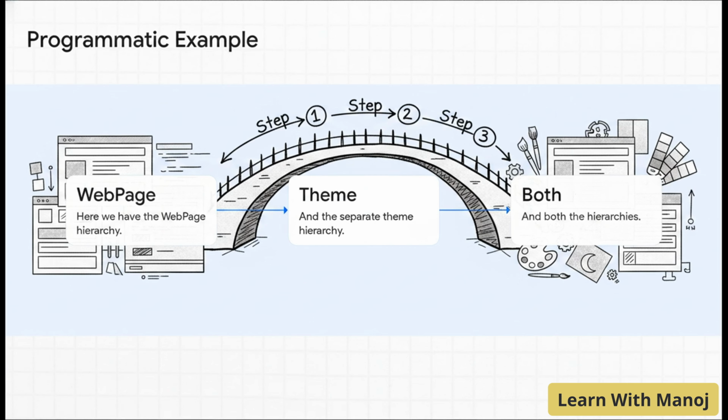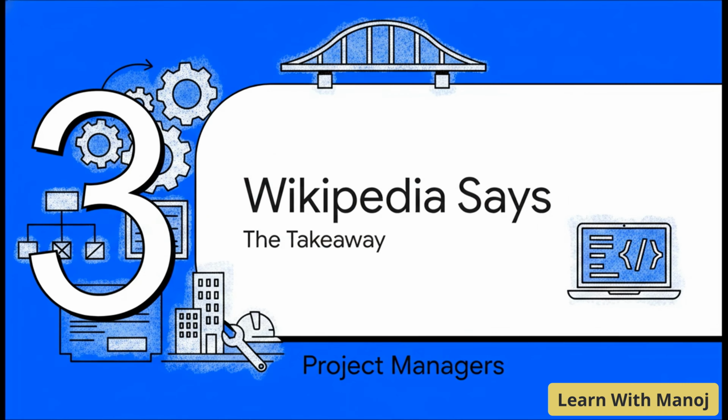By doing it this way, we are creating a literal bridge between our web page structure and our theme library. So when a user visits the home page and clicks dark mode, that bridge instantly connects that specific page from list A to that specific theme from list B. It lets us mix and match them whenever we want without ever duplicating a single file. Pretty amazing, right? And that brings us to Chapter 3, the takeaway.